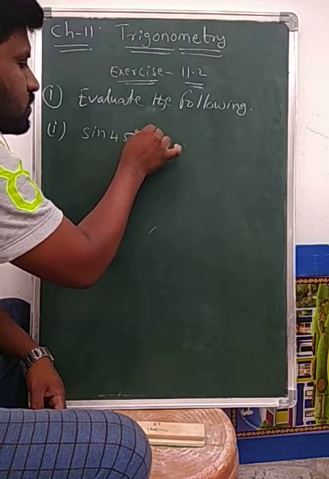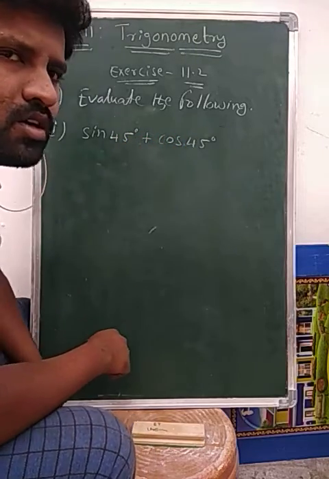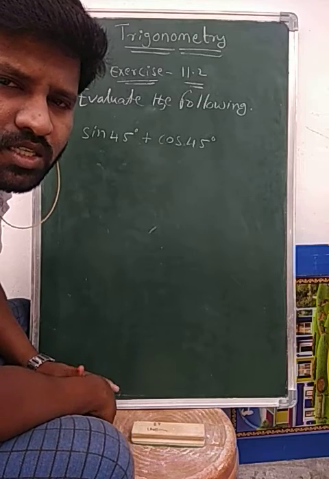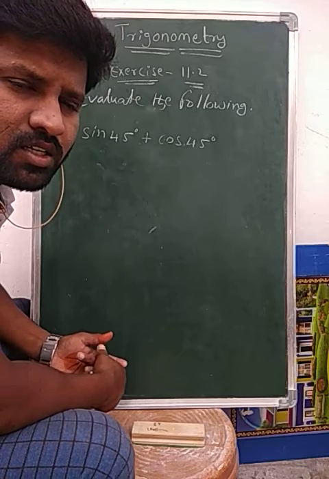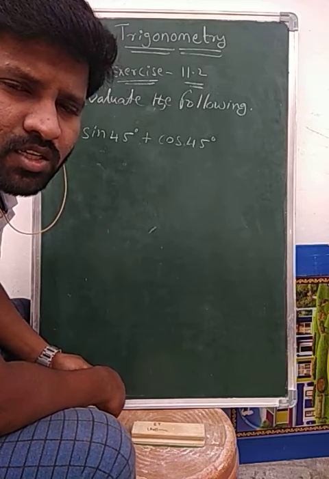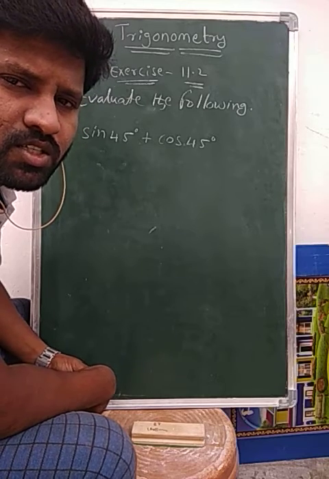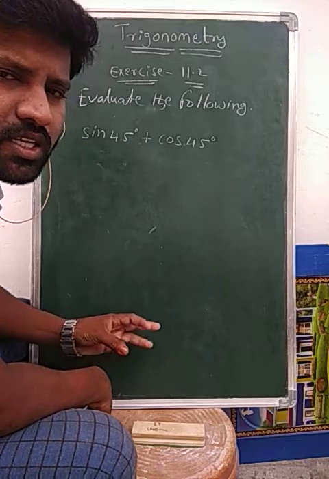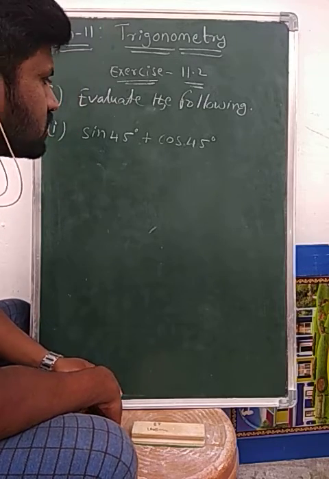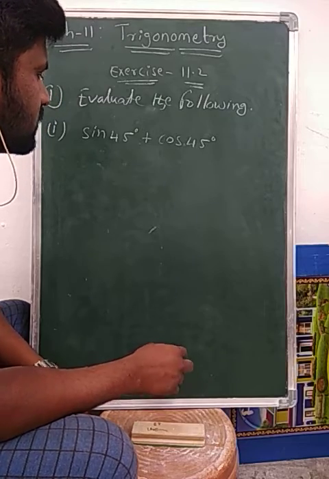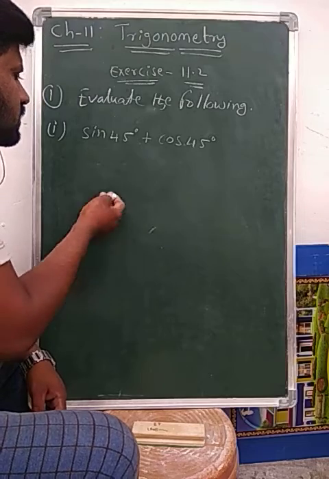Sin 45 degrees plus cos 45 degrees. We know in the previous class we discussed how to find the trigonometric ratios of standard angles, that are 0 degrees, 30 degrees, 45 degrees, 60 and 90 degrees for sine, cos, tan, sec, cosec, and cot. So we find the ratios of standard angles. Now we are going to solve some problems based on standard angles.